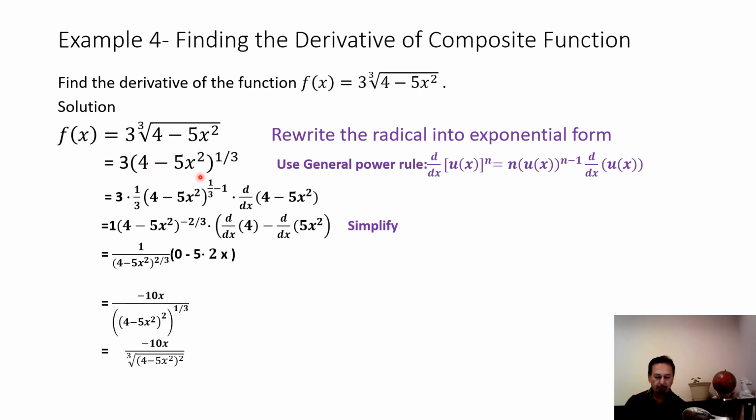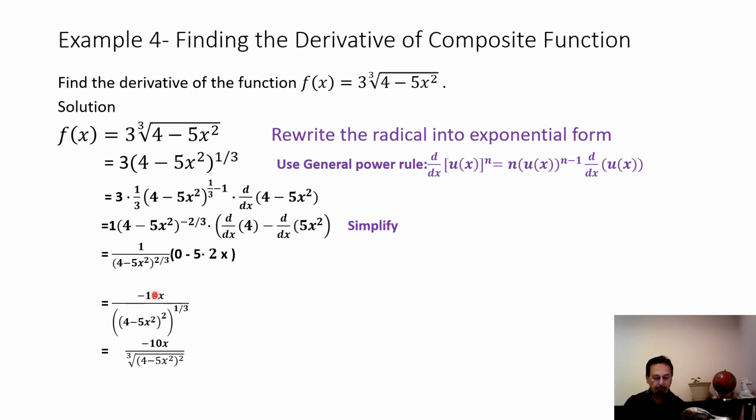So we write 3 and bring down 1/3, multiply with the 3, and then we write 4 minus 5x squared to the power 1/3, subtract 1. But now we find the derivative d over dx of this part, 4 minus 5x squared. So simplified, 3 and 1/3 becomes 1, and this becomes 4 minus 5x squared, and 1/3 minus 1 becomes negative 2/3. Now here we break it down into two derivatives. So we can write d over dx of 4 minus d over dx of 5x squared.